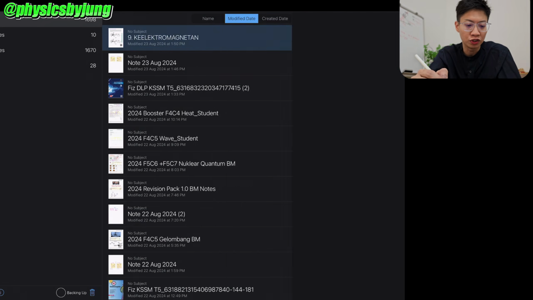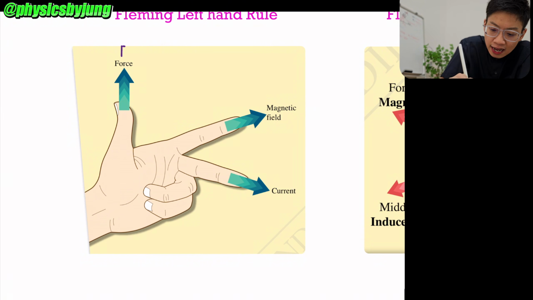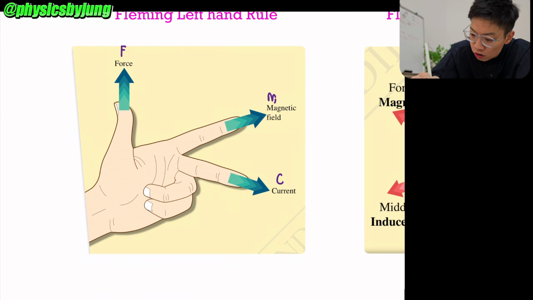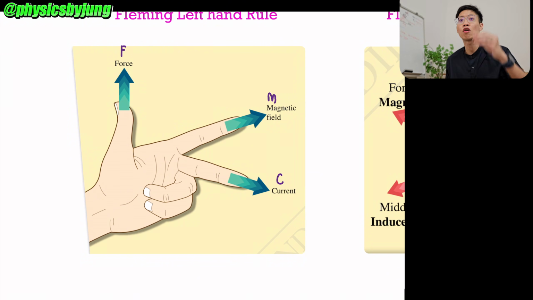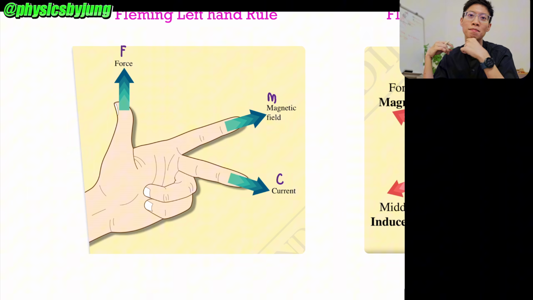Okay, we go back to just now's Fleming's left-hand rule. Fleming's left-hand rule is FMC. So people who are with me know that I will say that this is called father, mother, and children. FMC, father, mother, children. So at home, who is the boss? Father boss or mother boss? Obviously, it will be mommy is boss, right?